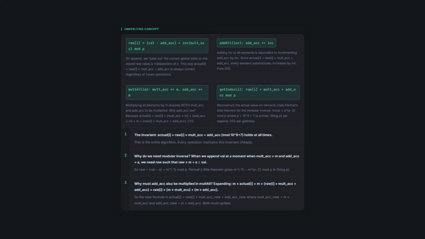The interesting part happens during append with value val. We cannot store the value directly because the current transformation would affect it later. Instead, we reverse the formula. We want a raw value such that after applying the transformation, it becomes val. So we compute the raw value equals val minus the current addition value multiplied by the modular inverse of the multiplier. Because the modulus is a prime number, we can compute this inverse using Fermat's little theorem. This allows us to store a base value that remains correct after future operations.